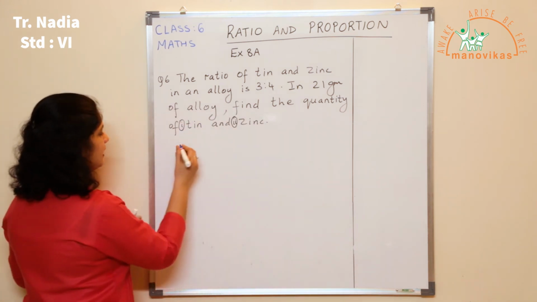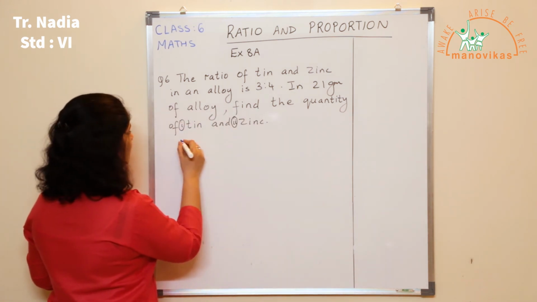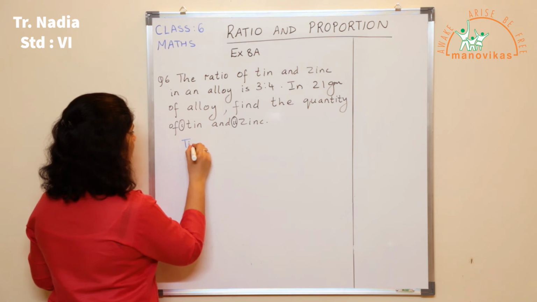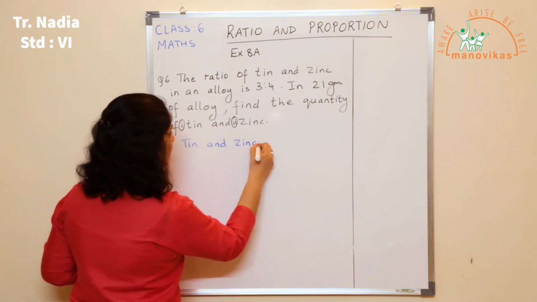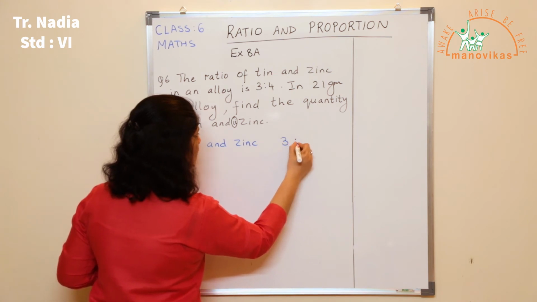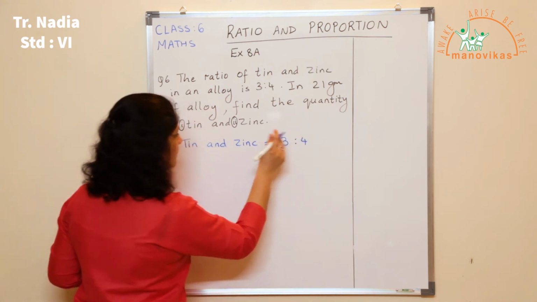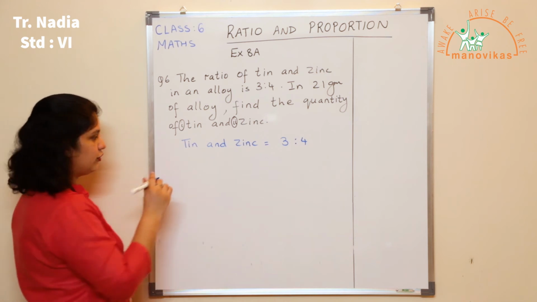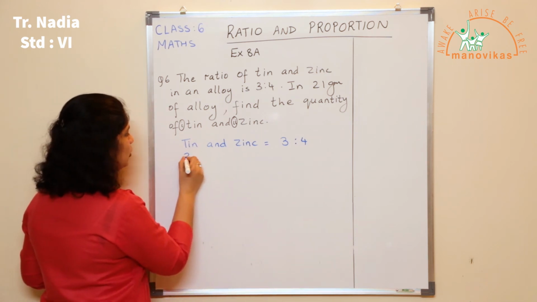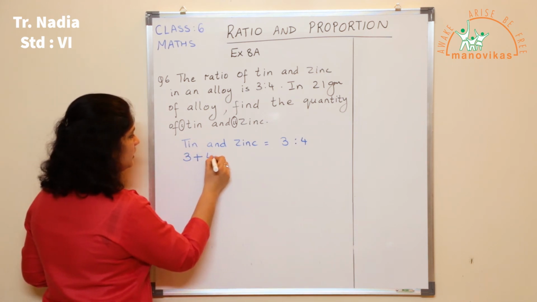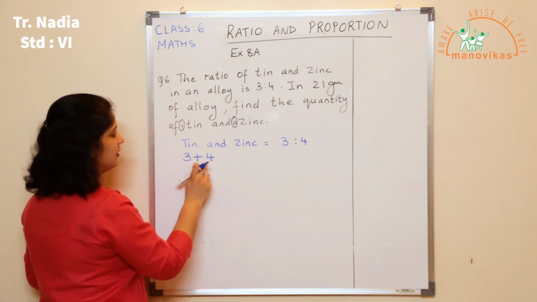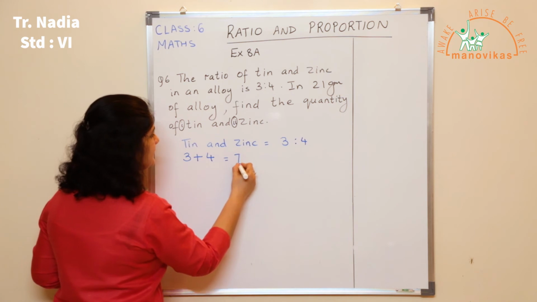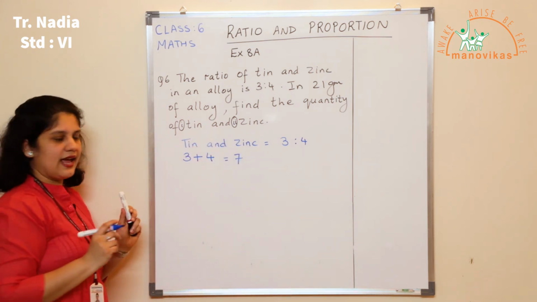First of all, take the ratio that you have. We know that tin and zinc, they are in the ratio 3:4. Okay, they are in the form of the ratio 3:4. Your next step would be to add both the terms of the ratio. 3:4, so add the 3 and 4, you get 7. Okay, so first add this.